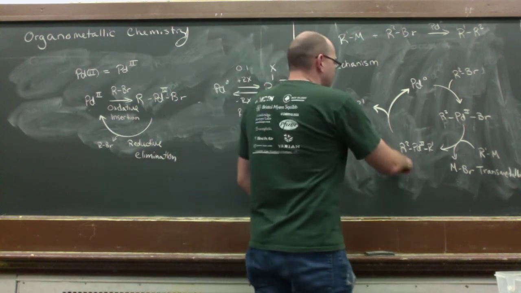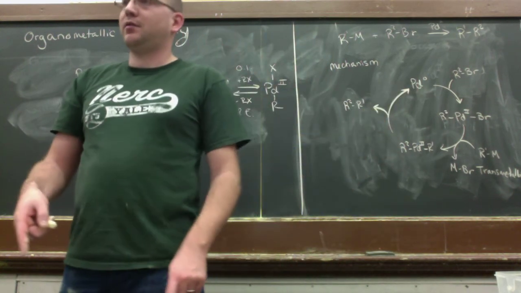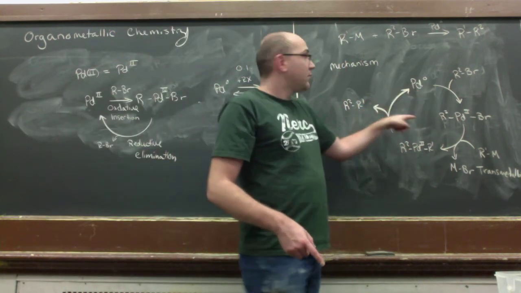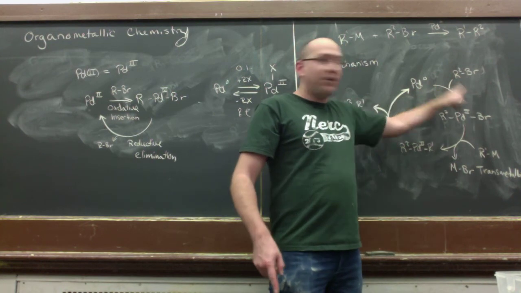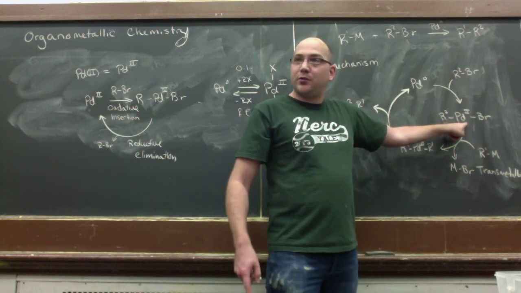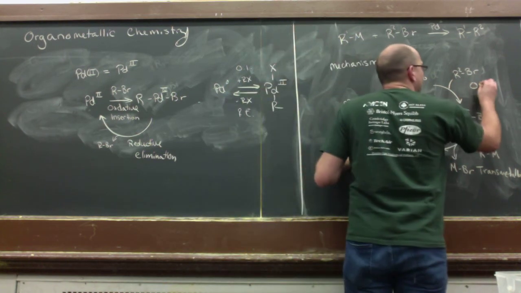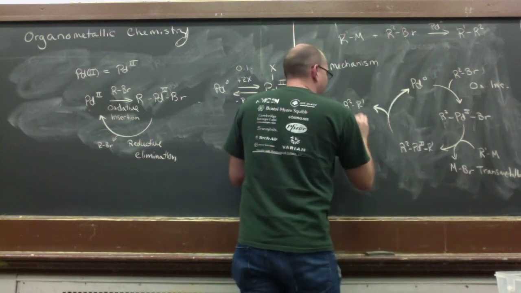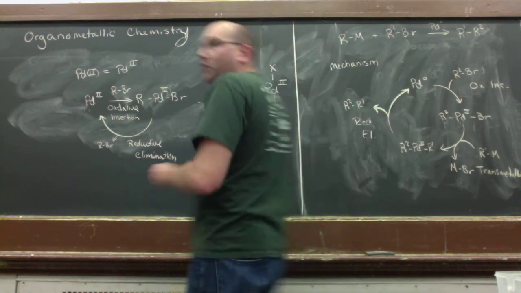The reductive elimination. Reductive, it gains electrons. It goes from 2 to 0. So now it would react with the second equivalent of alkyl halide, making palladium 2. So it's basically 3 steps. Oxidative insertion, reductive elimination, and those are going to be the 2 steps behind everything.